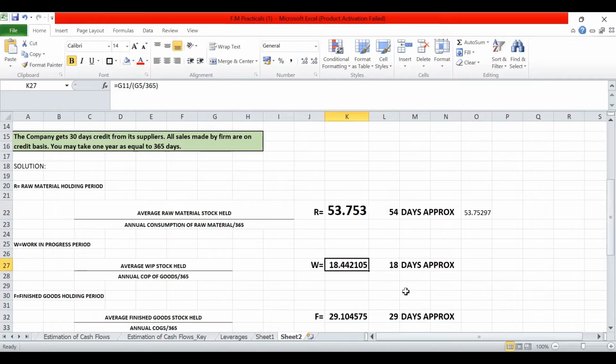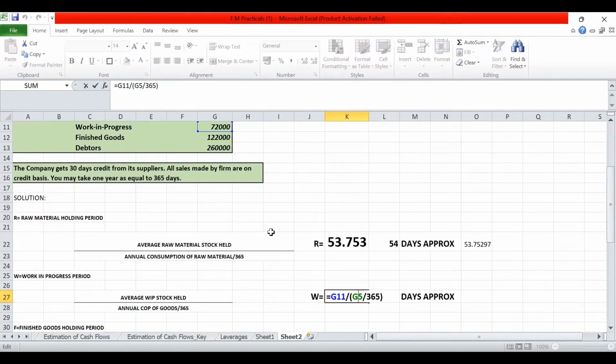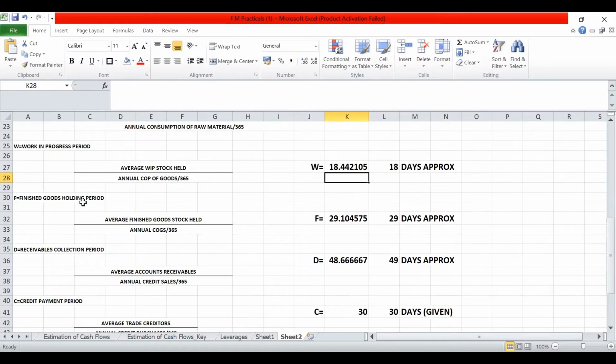So here again we have the formula of average WIP stock held, where we have taken the cell referencing from here, divided by annual cost of production of goods. So we have got an answer as 18 days approximately. Similarly, for finished goods holding period, it will be average finished goods stock held divided by annual cost of goods sold. So here is our answer.